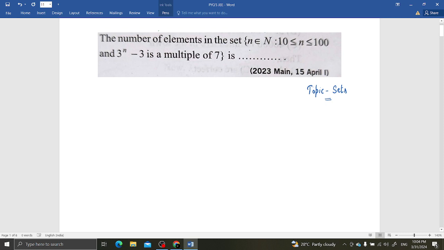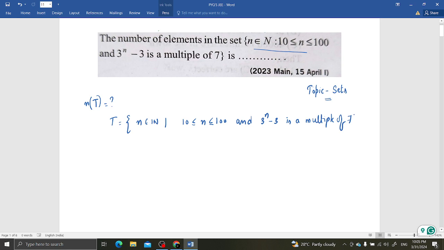The number of elements in the set, in this set we have, okay, and what is the property of this n? 3 raised to the power n minus 3 is a multiple of 7. So we need to find the number of elements in T. But what is T? T is this one: n belongs to natural numbers such that the value of n has to be between 10 and 100, and one more property, 3 raised to the power n minus 3 is a multiple of 7. So we need to find how many elements are there in T.